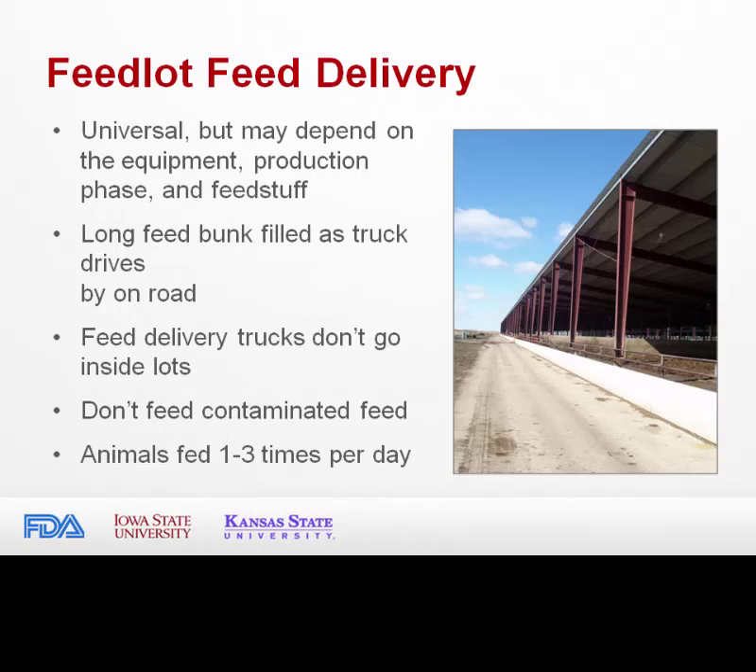The delivery of feed to animals in a feedlot is relatively similar throughout the country, but may depend on the operation's equipment, production phase, and type of feedstuff being fed. Typically, there is a long feed bunk along one side of the lot next to an alleyway, so that feed trucks can drive along the bunk and deliver the proper amount of feed after it has been mixed on site. With this method, the trucks do not have to go into each individual pen. This helps reduce disease transmission by not allowing the transfer of manure from one pen to another.